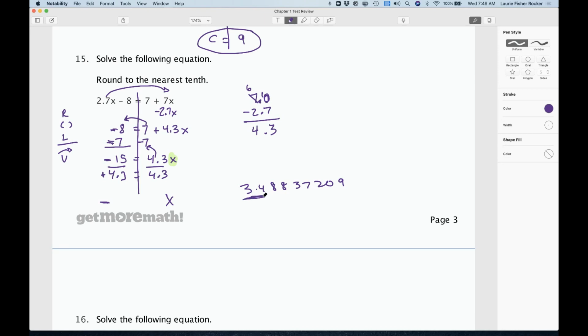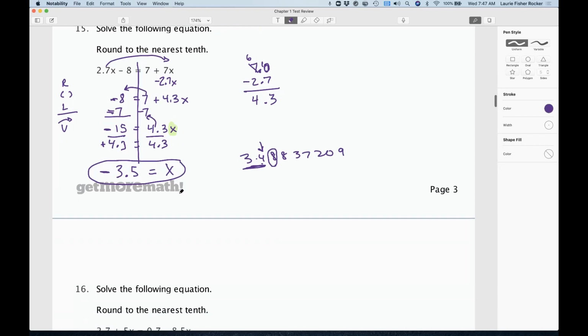So I look at this, it said to the nearest tenth, so that's going to be that. You look at that, if it's 5 or more, it's going to round that up. So it's going to be negative 3.5 equals x. If that circled number was less than 5, then it would just be 3.4. Okay? Tricky. You'll miss that if you don't round it correctly.